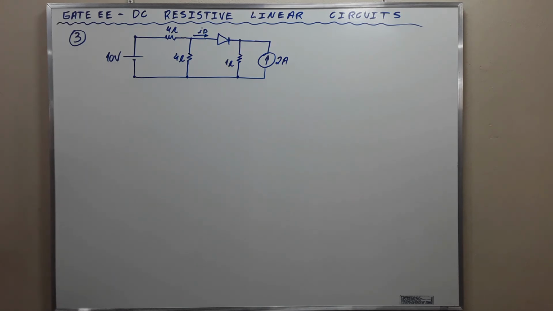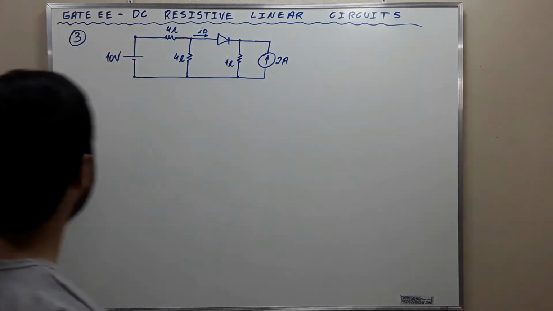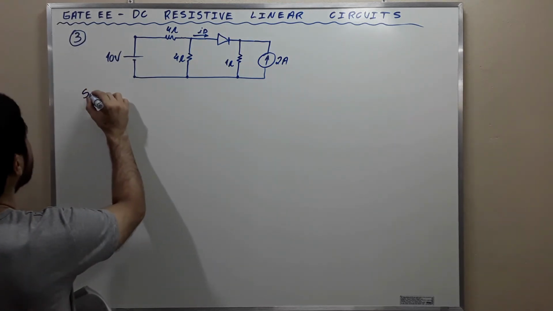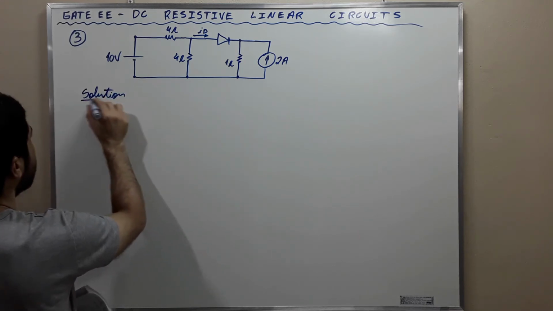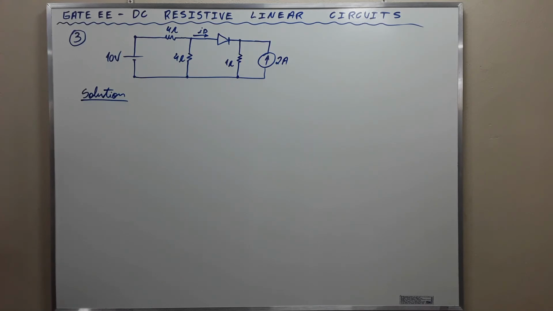If the voltage drop across the diode is 0.7 volts, determine the current ID for the following circuit. Okay, let's go to the solution. But before that, we must bear in mind that as the diode is a non-linear element, superposition may not be used. Therefore, we are not going to use superposition. We are going to use Thevenin.